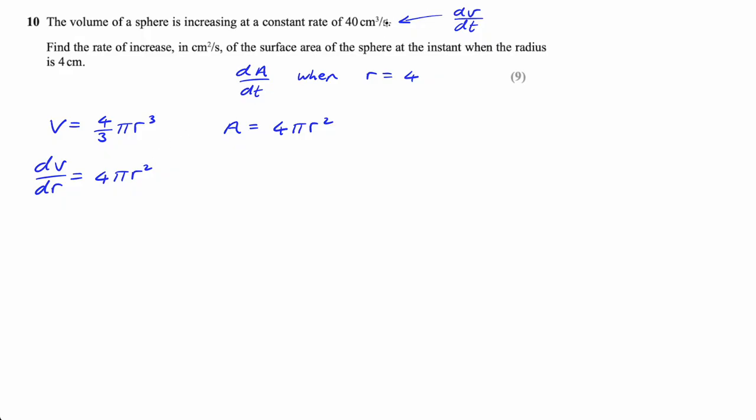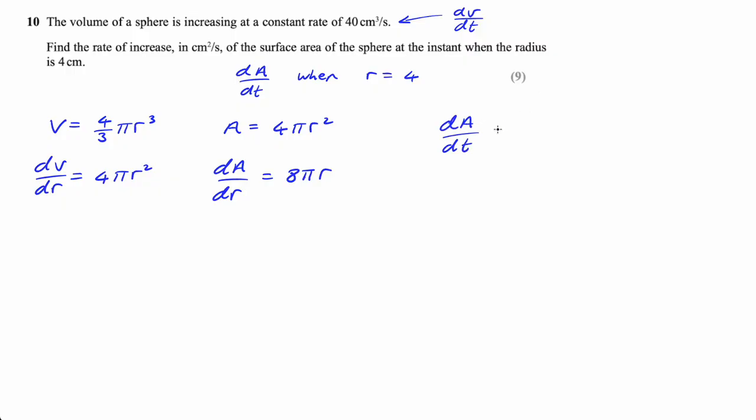And dV/dt is 40. What we want is dA/dt. So I can get here dA/dr. dA/dr is 8 pi r. Okay, now I want dA/dt.